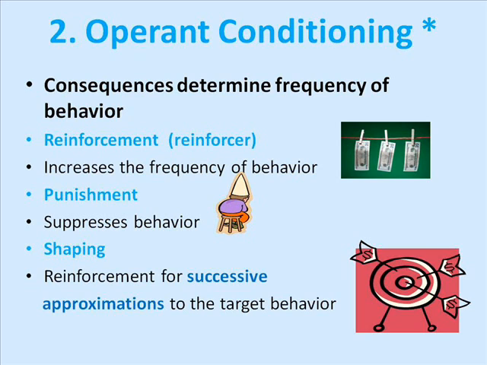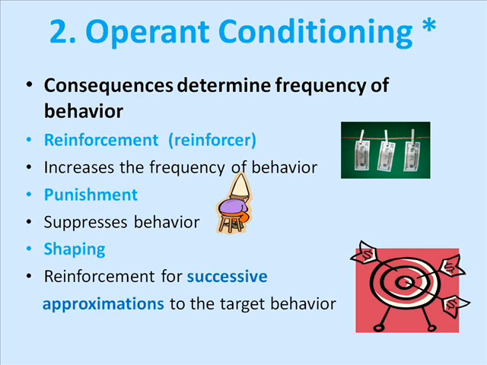Reinforcement, or a reinforcer, is anything which increases the frequency of a behavior. Reinforcers are going to vary from one person to the next. Not everyone is satisfied or pleased by the same type of consequence. Punishment is anything which suppresses a behavior. Again, punishment is going to be varied from individual to individual. What some individuals regard as punishment, other individuals may not be particularly bothered by.